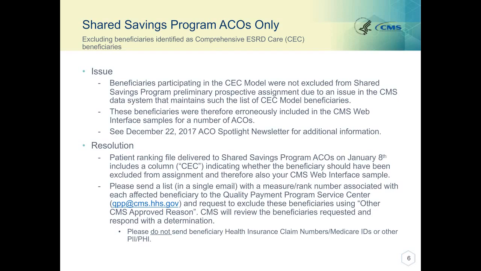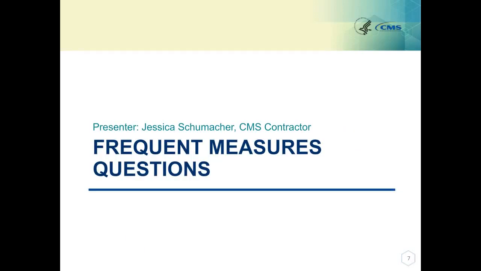You can email the Quality Payment Program Service Center, which is qpp@cms.hhs.gov, with the measure and rank number associated with each beneficiary. You don't need to provide all of the measure and rank numbers associated with each beneficiary, but at least one. And we'll then confirm that these are indeed CEC model beneficiaries and send you a determination. As a reminder, never email a beneficiary's health insurance claim number, which is also referred to as the HICN or Medicare ID. With that said, I'll hand it over to Jessica Schumacher to review frequent measure questions.